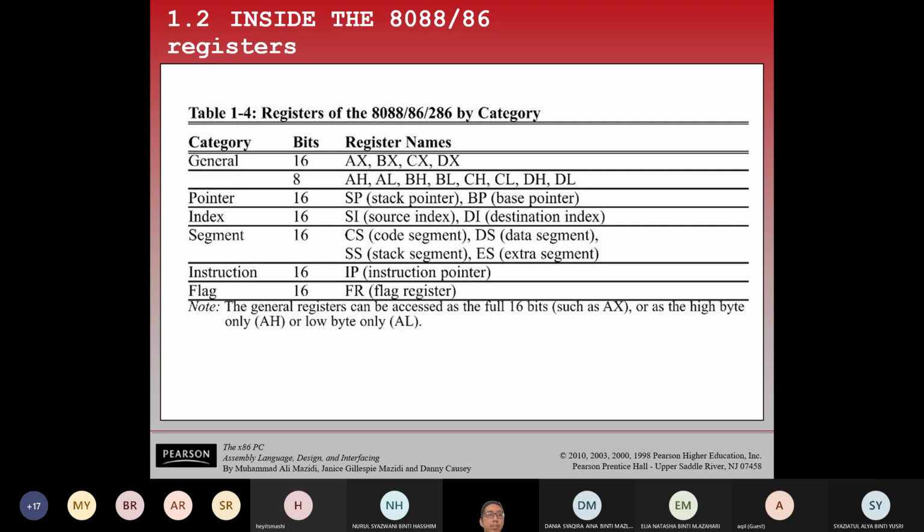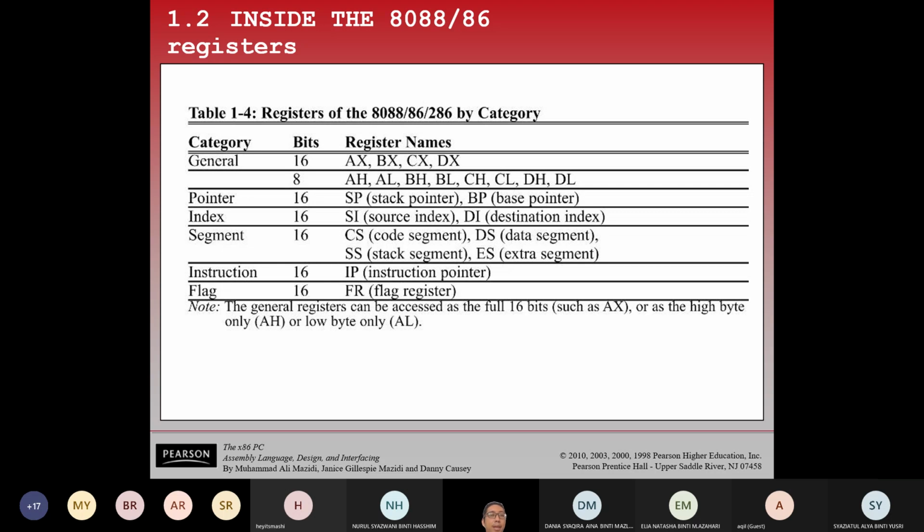This table summarizes those registers. For the general purpose registers, we use AX, BX, CX, and DX, which are 16-bit. For 8-bit, we have the H and L of A, B, C, and D: AH, AL, BH, BL, CH, CL, DH, and DL.